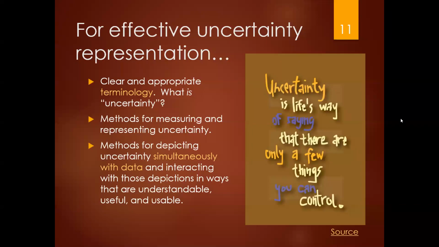Okay, in the rest of the lecture, I want to talk about three things about uncertainty. Firstly, what is uncertainty? The definition of it. And then methods for measuring and representing uncertainty. And lastly, methods for depicting uncertainty simultaneously with geographic data and interacting with those depictions in ways that are understandable, useful, and usable.